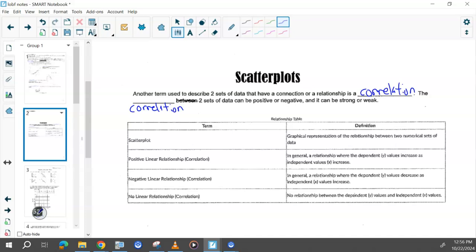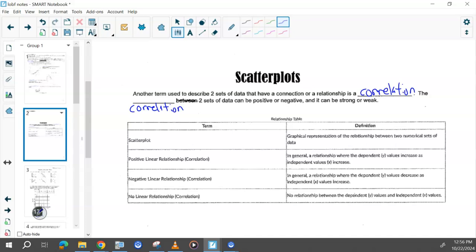So correlation can be positive or negative. We talked about that. It can also be strong or weak. We talked about that previously as well. And there are some different examples of those. So keep in mind that trend and correlation are interchangeable. So if you see one, don't get confused by that.